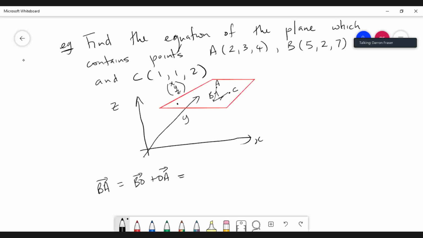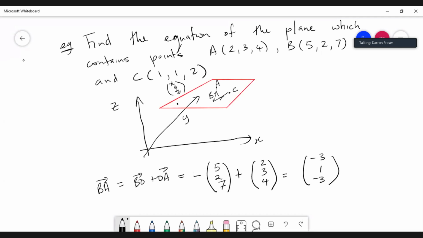BO is the negative of the point B, which represents from O to B. So it will be the negative of 5, 2, 7 plus OA, which is 2, 3, 4. So that is going to be minus 3, 1, minus 3.